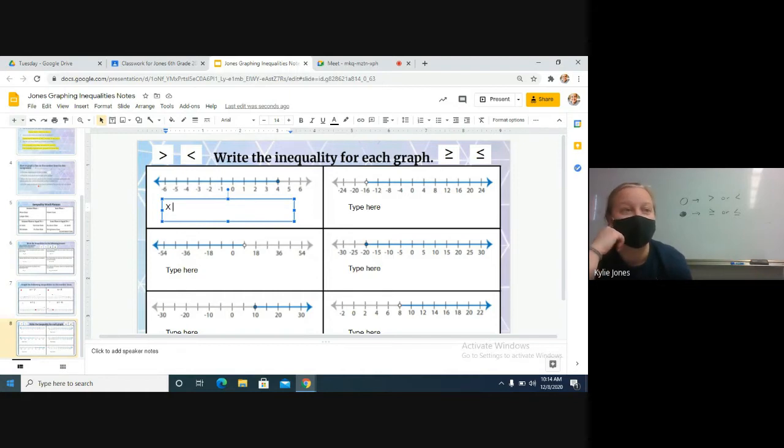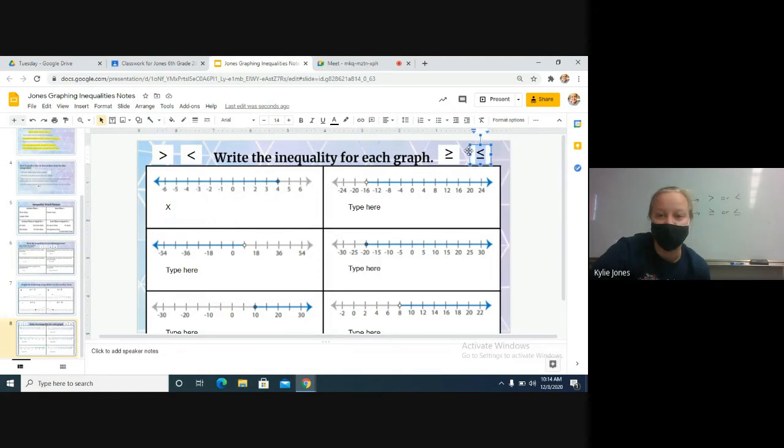Okay, so Madi says less than or equal to. Why? Because our arrow is pointing to the numbers that are less, so it does need to be less than. And we know it's equal to because this is a closed and colored in circle. So I'm just going to copy and paste my less than or equal to from up here.